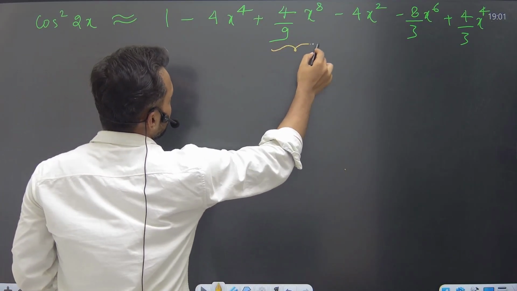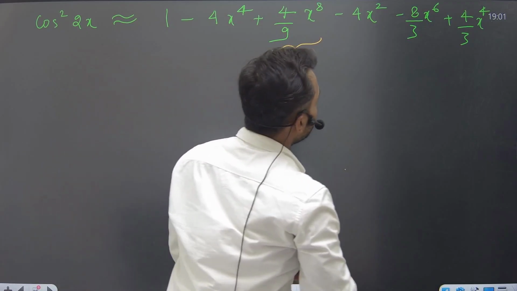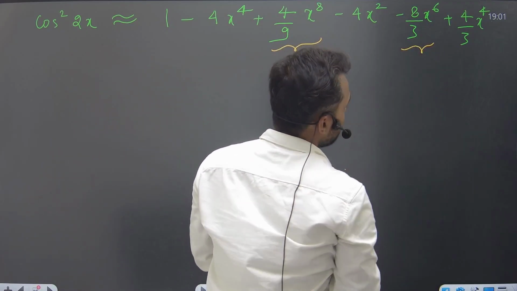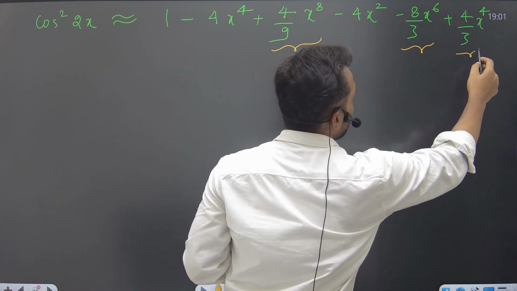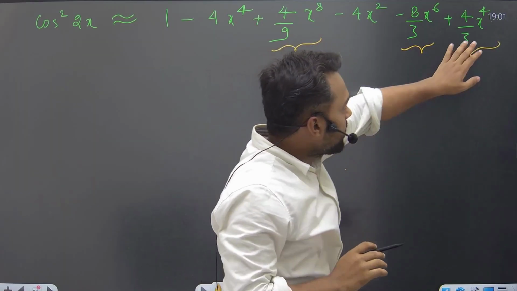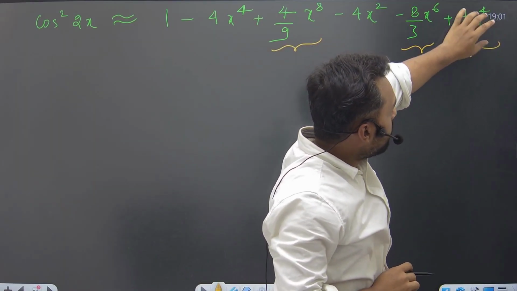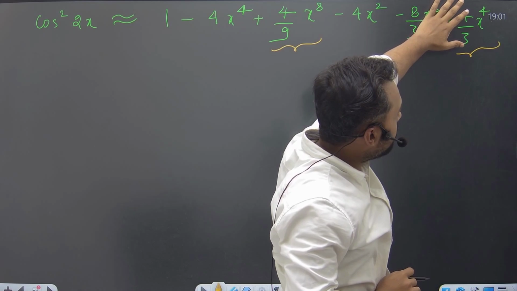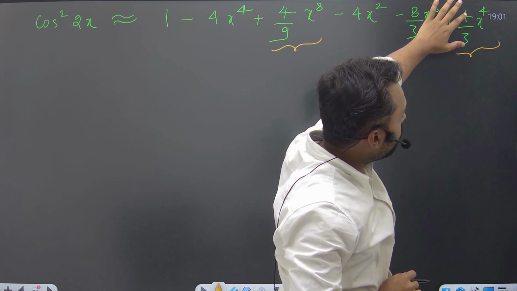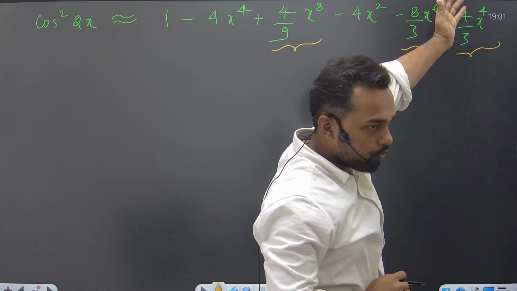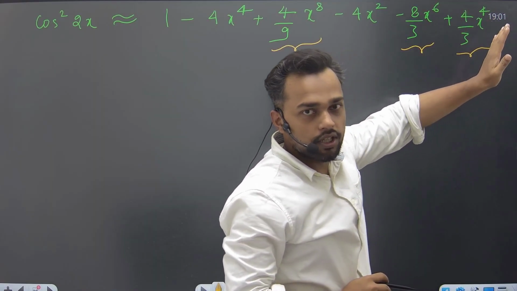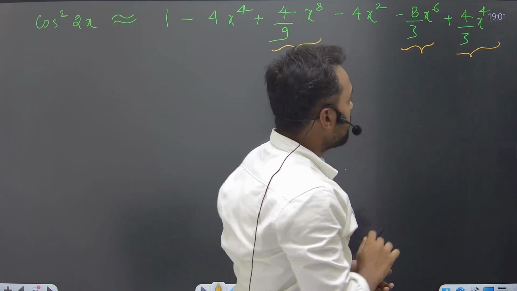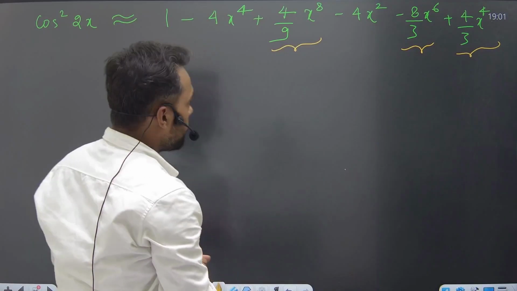this part will be negligible. Similarly, this part will be negligible because the power is 6, 4, 8 like this. Similarly, this part will also be negligible. Although it has the power of x power 4, the value which we will get from here will be in point. 4 by 3 is 1 point something, and then we'll be multiplying it with x power 4, so it will have a lesser value. So we will be neglecting this part as well.